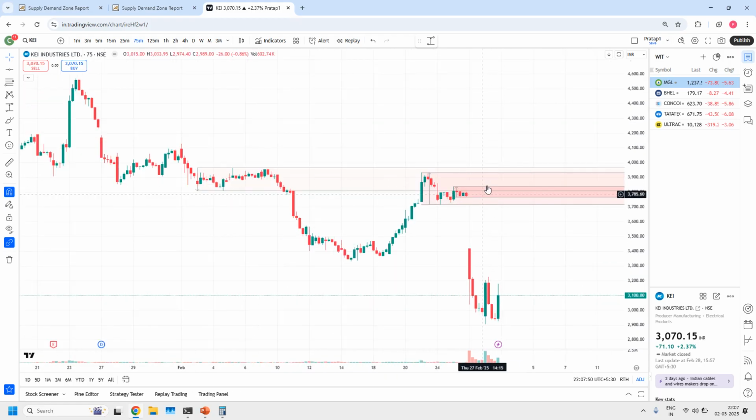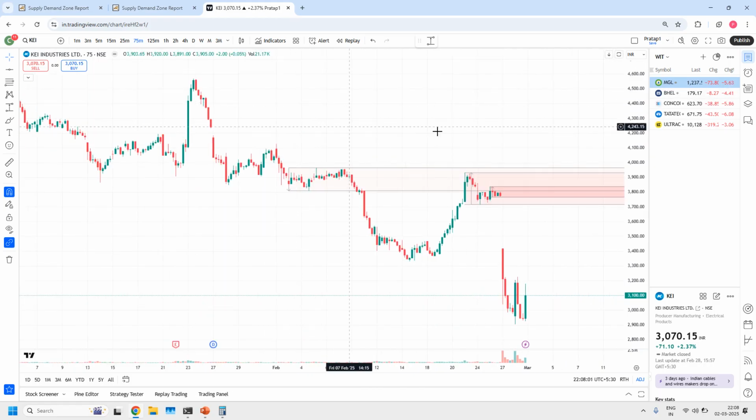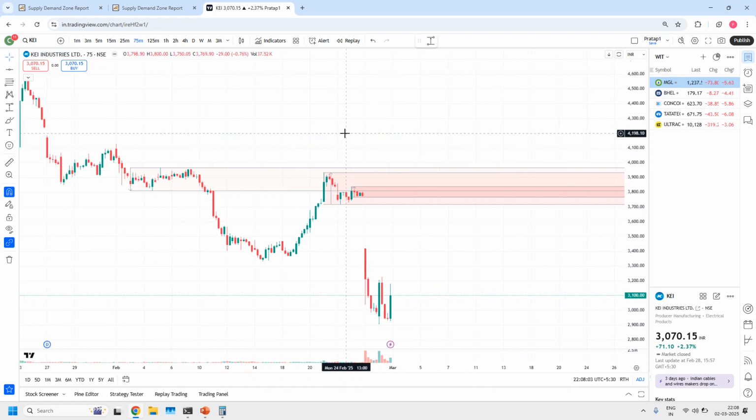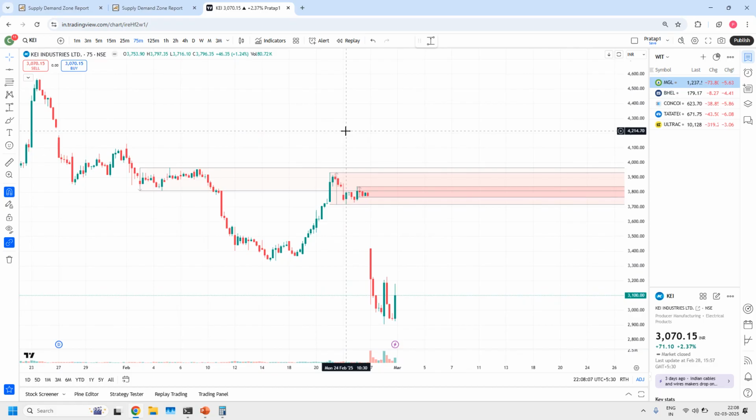That is okay. Zone confluence need not be exactly in the middle. It can overlap with the proximal line or it can overlap with the distal line. Previously you have seen MGL, it overlapped at the distal line. That way we identified our lesson 22 concept. Lower time frame zone horizontal to the higher time frame zone.